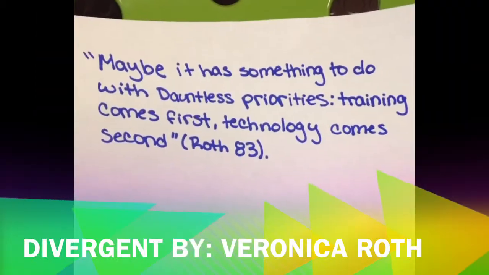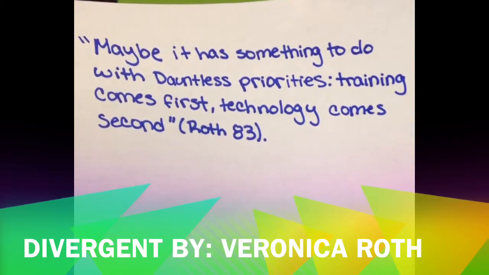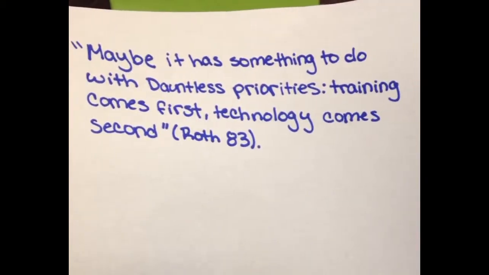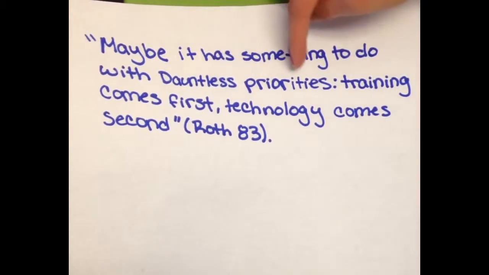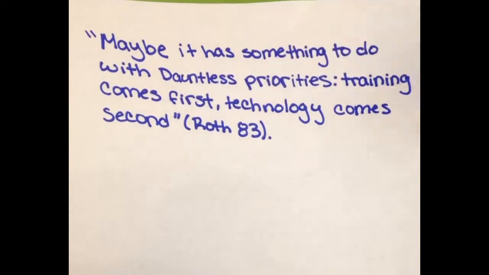So Veronica Roth writes in Divergent, "Maybe it has something to do with Dauntless priorities: training comes first, technology comes second." A colon is used in the sentence to introduce the explanation. The introduction is, "Maybe it has something to do with Dauntless priorities." The explanation is, "Training comes first, technology comes second."